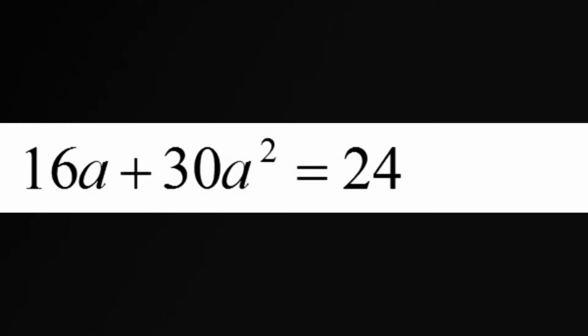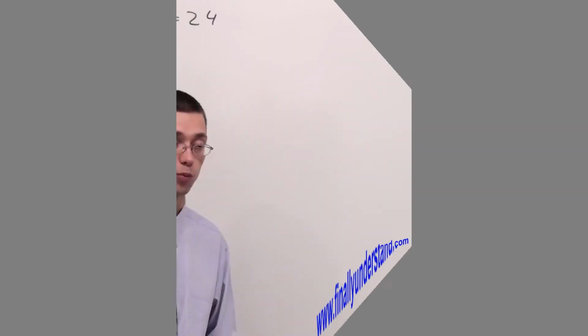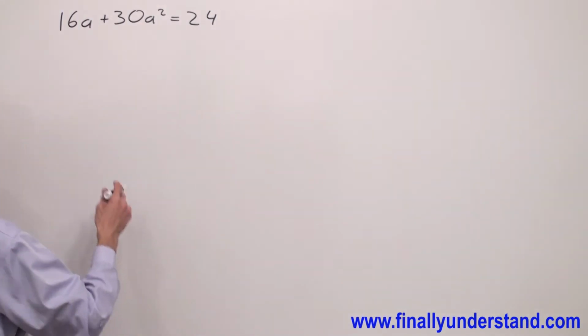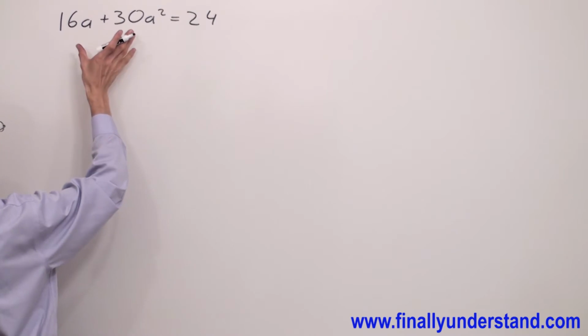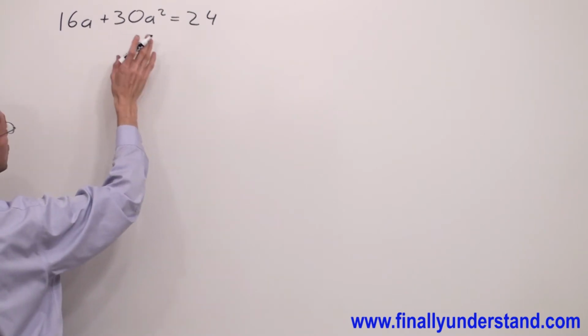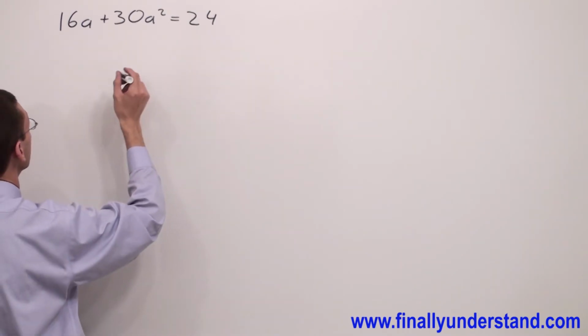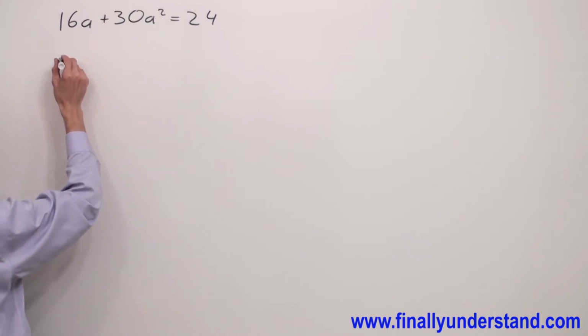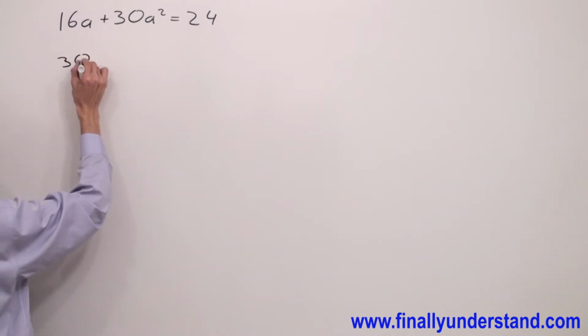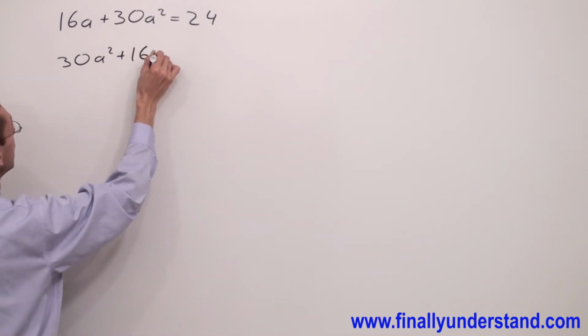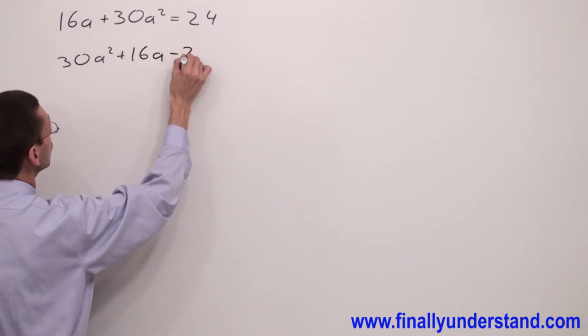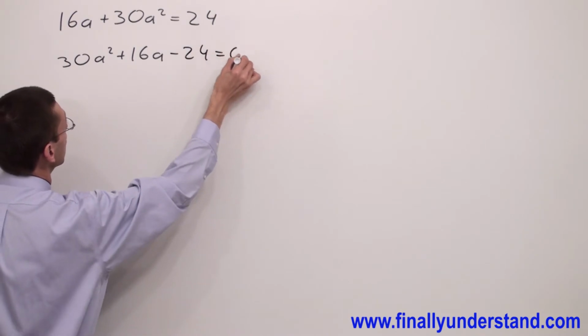Let's take a look at this example. First, we have to organize this problem. It means we have to move every single term to the left side in order to keep 0 on the right side. So I'm going to have 30a squared plus 16a minus 24 is equal to 0.